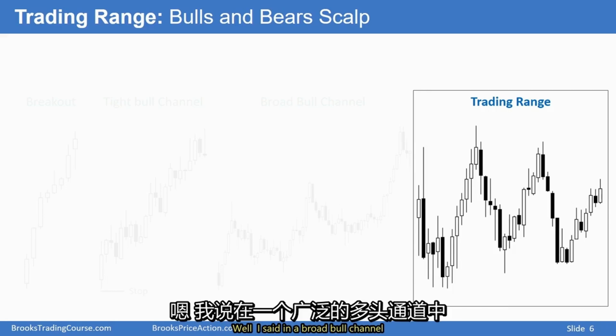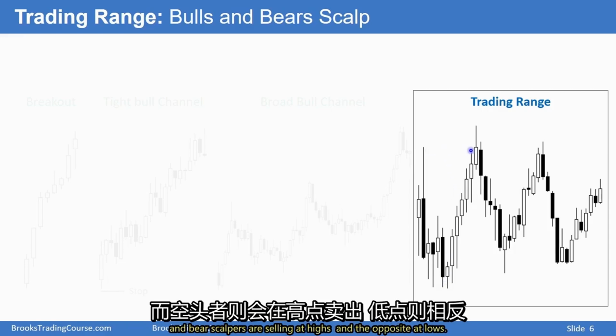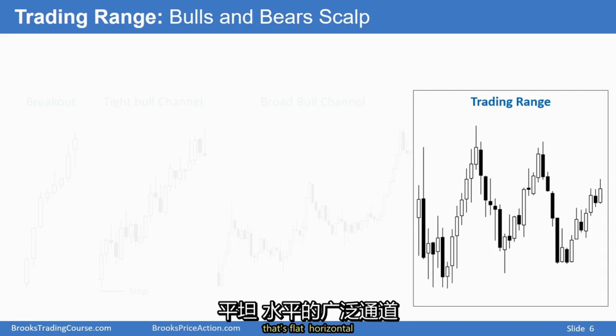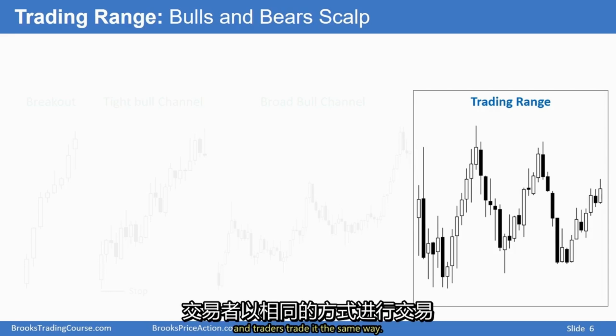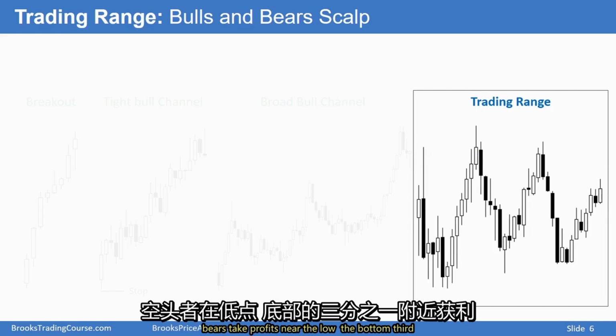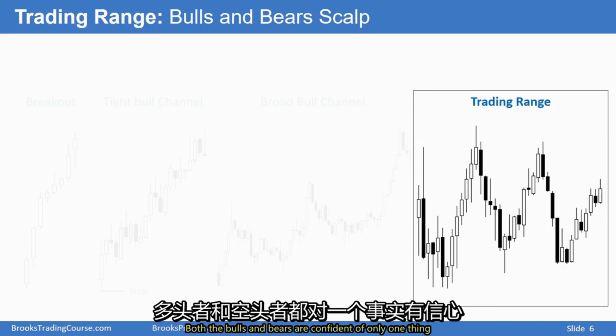So what do you do in a trading range? Well, I said in a broad bull channel, bulls are buying pullbacks and taking profits at highs, and bear scalpers are selling at highs, and the opposite at lows. Well, a trading range is basically a broad channel that's flat, horizontal, and traders trade it the same way. Bulls take profits at highs, bears sell at highs, bears take profits near the low, the bottom third, and bulls buy in the bottom third. Buy low, sell high, scalp.